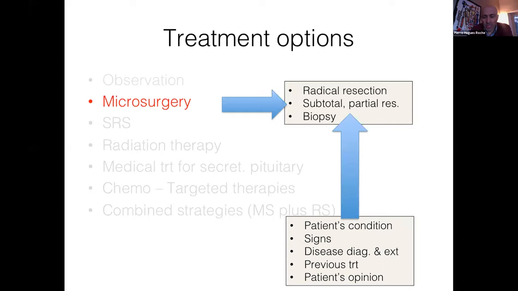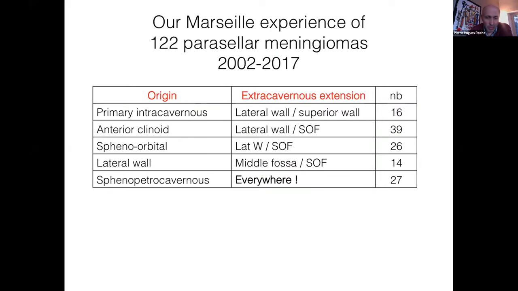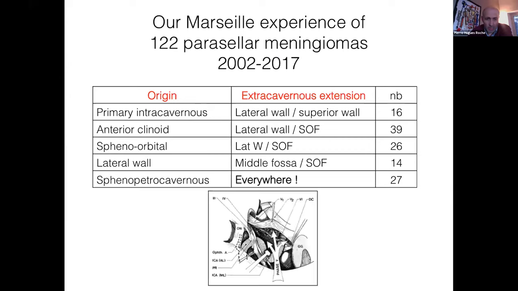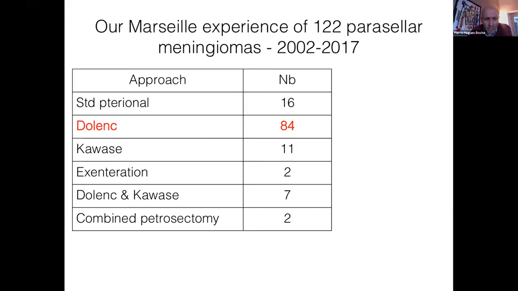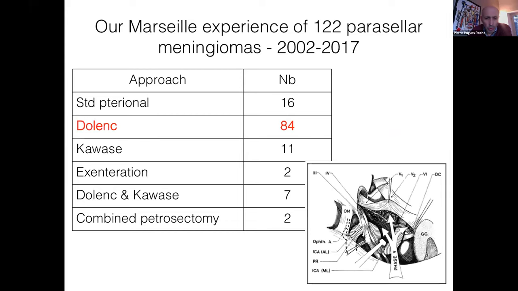So depending on the patient's condition, the signs, the diagnosis, and the MRI features, you have to decide if you will go for radical resection, subtotal resection, or biopsy. This is our experience of parasellar meningiomas managed in our institution during this period of time. And these are the locations of the tumors we had to face. This is the approach we used to manage these patients.